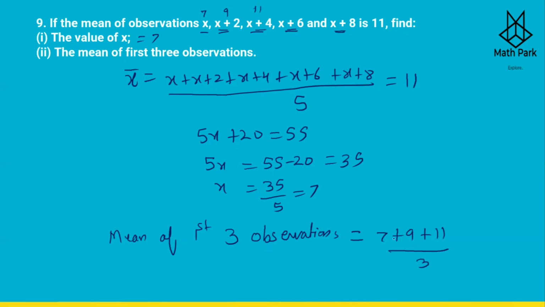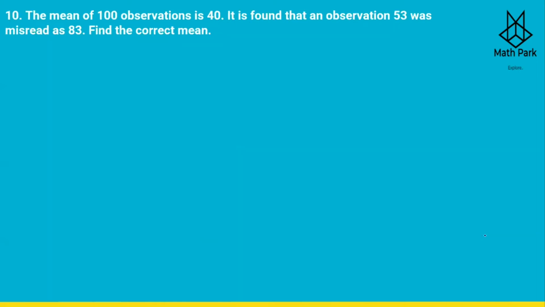11 plus 9 is 20, 20 plus 7 is 27, 27 divided by 3, we get this as 9. Got it? Moving to question number 10.